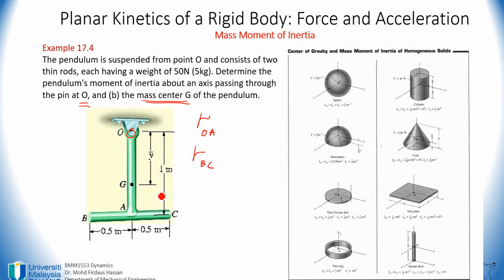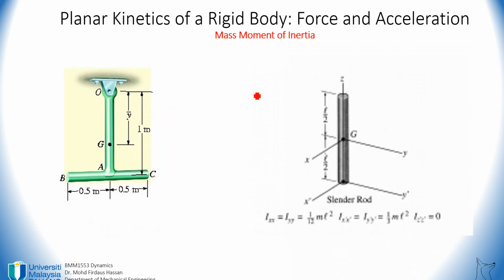If you see this pendulum, this is a thin rod. If you compare to the table next to it, it is similar to a slender rod. So let's look closer. Alright, this is a slender rod. How many axes are given here? You have Z, X, Y, X prime, Y prime. For this kind of shape, slender rod or plate, any symmetrical bodies, basically G is in the middle.